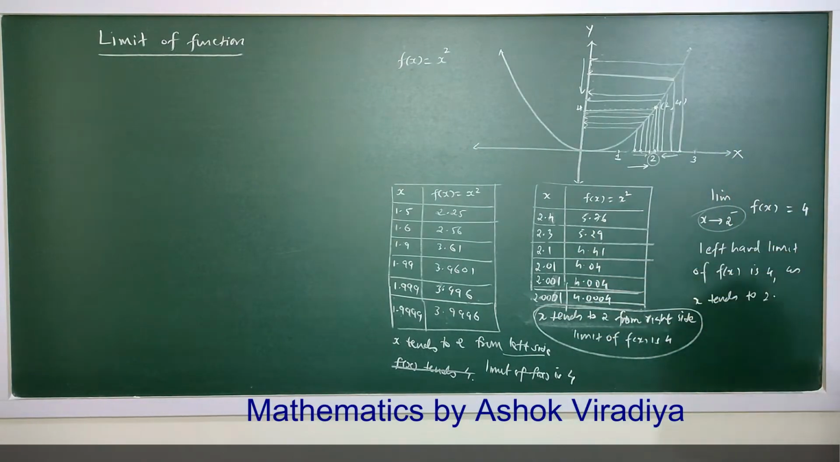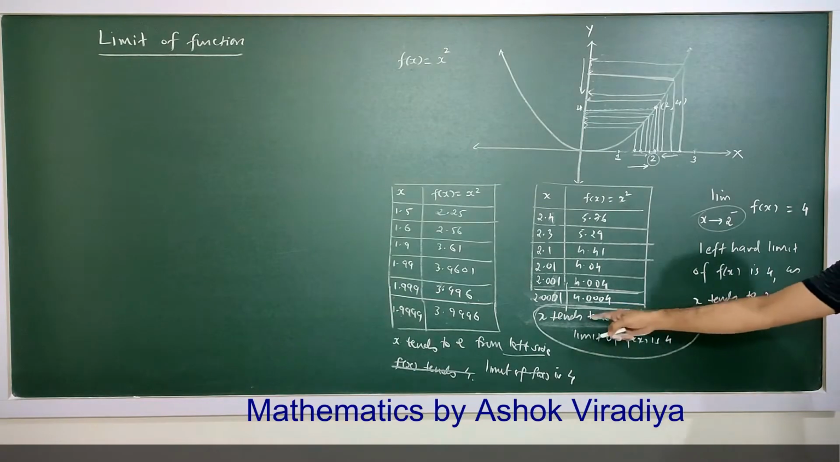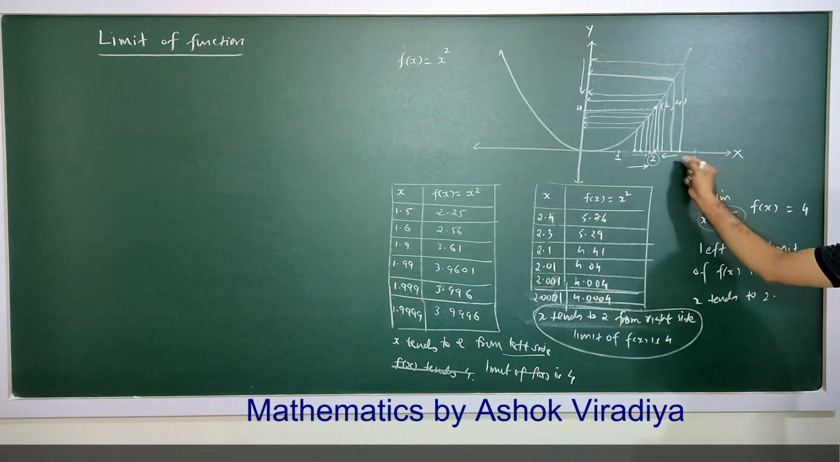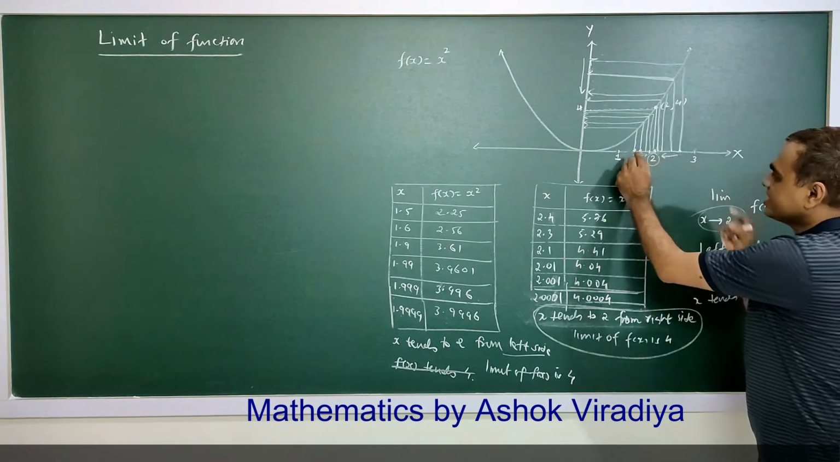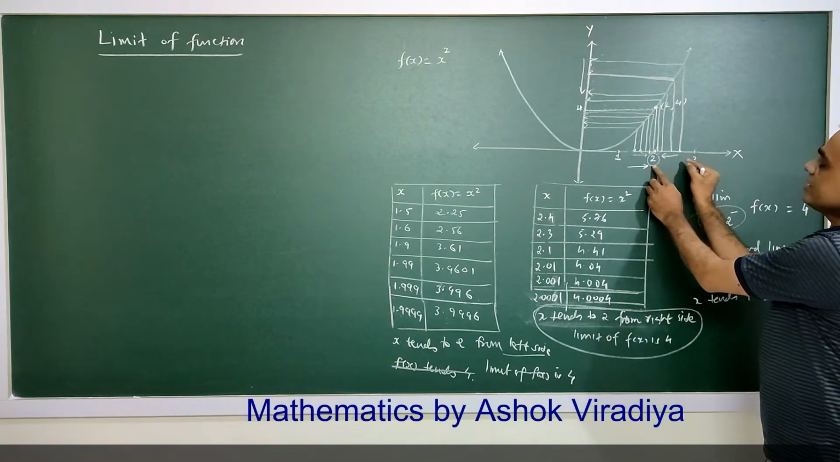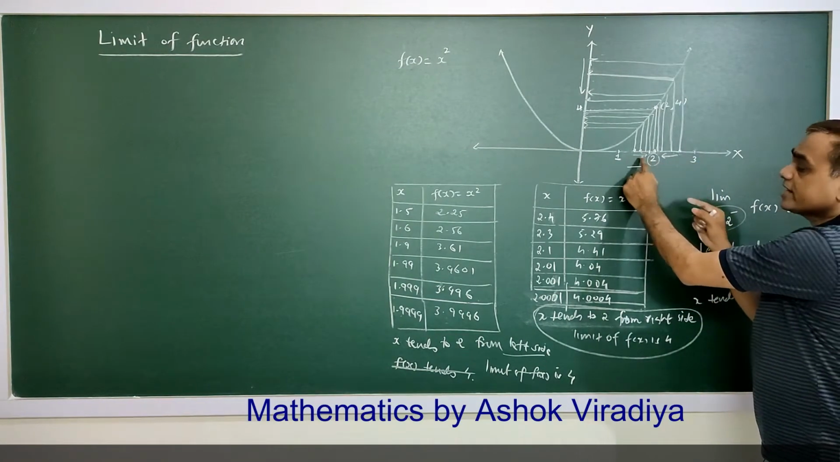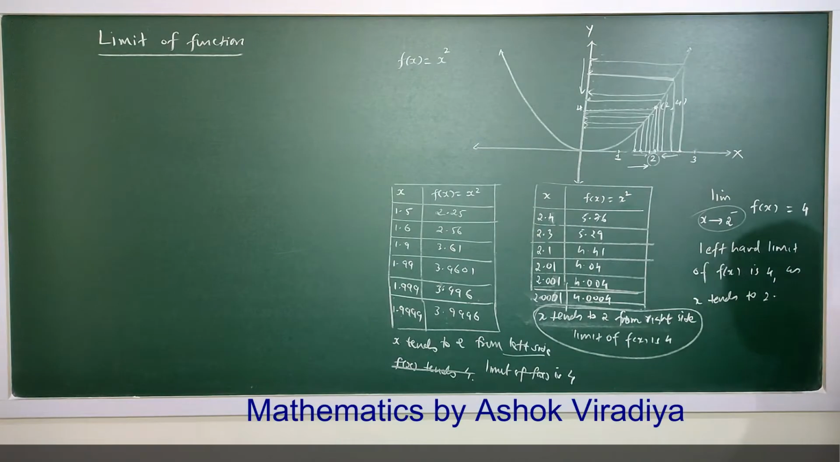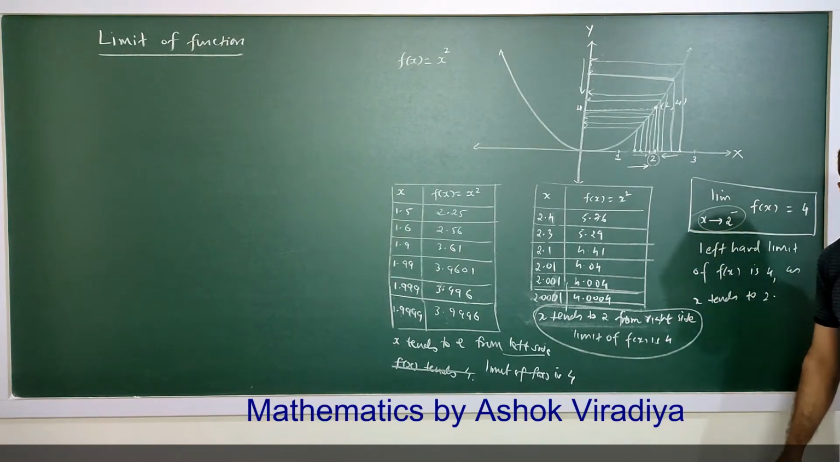this experiment. As x tends to 2 from right side, this is right side of 2, this is left side of 2. Here values are taken from right side, here values are taken from left side. So then f(x) is going nearer and nearer towards 4. So this in symbolic way can be written as this was the statement for left hand limit.